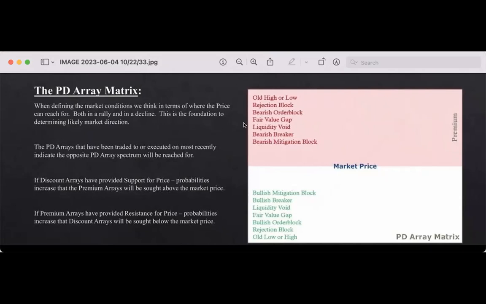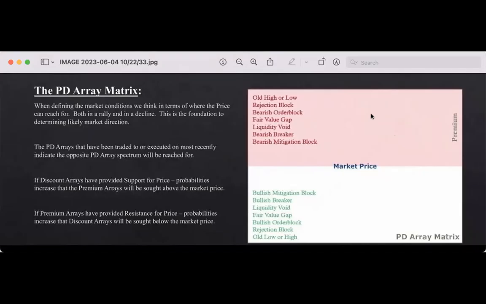So periodically I will look at this chat, just to make sure everything's going smoothly. So if you haven't already, I want you to screenshot this PD array matrix template right here, because this is the source. This is where everything comes from, in my opinion. Everyone has different opinions. Romeo may say something different.